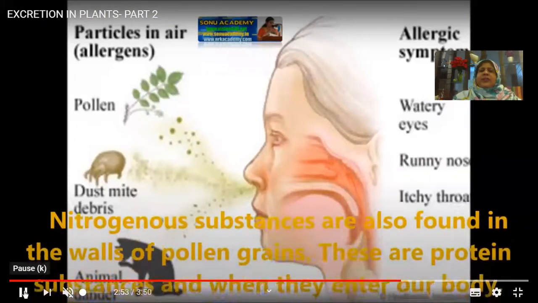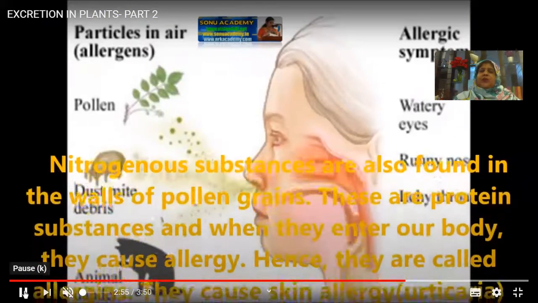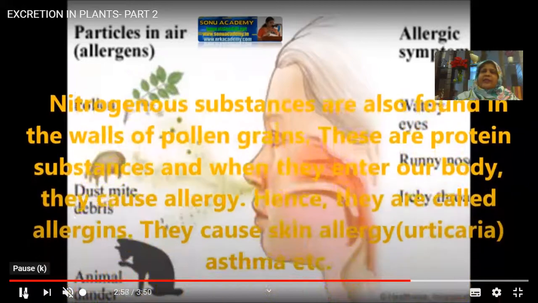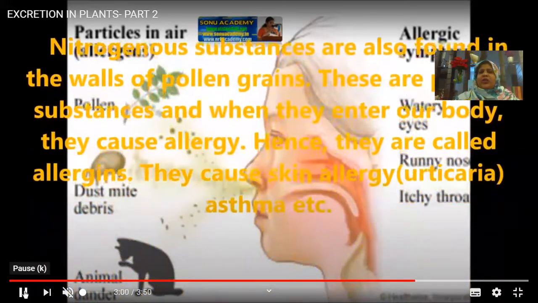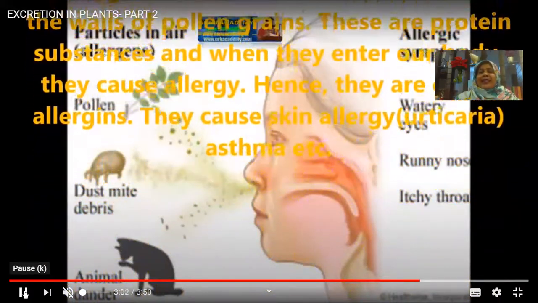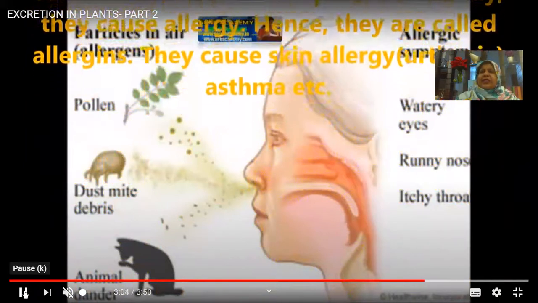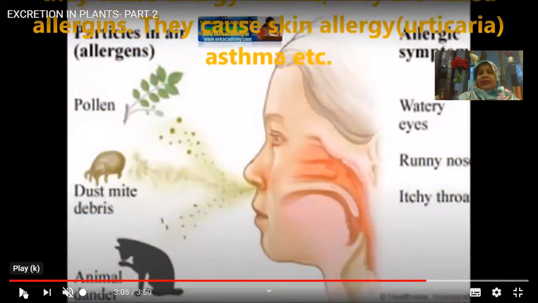And these nitrogenous substances are also found in the walls of the pollen grains. These are protein substances, and when they enter our body, they cause allergy. Hence, they are called allergens. They cause skin allergy. Asthma is also one of the very dreadful diseases which people suffer from because of this pollen allergy.